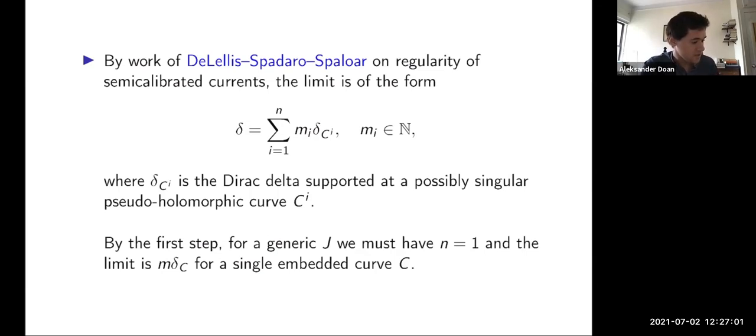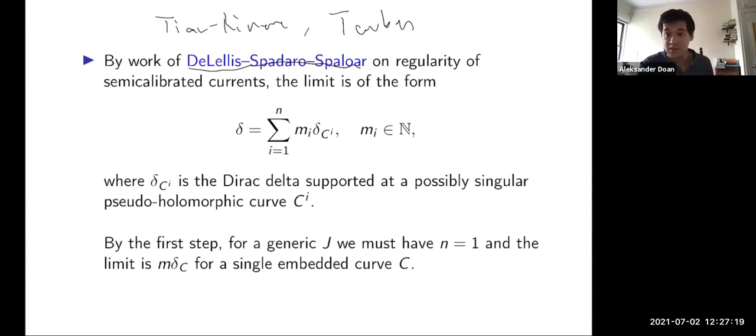So this limiting current, and I should mention that this result, this earlier result of Tian and Riviere, and in dimension 4, this was also proved by Taubes. So there's a long history of results of this sort. It's a regularity theorem.